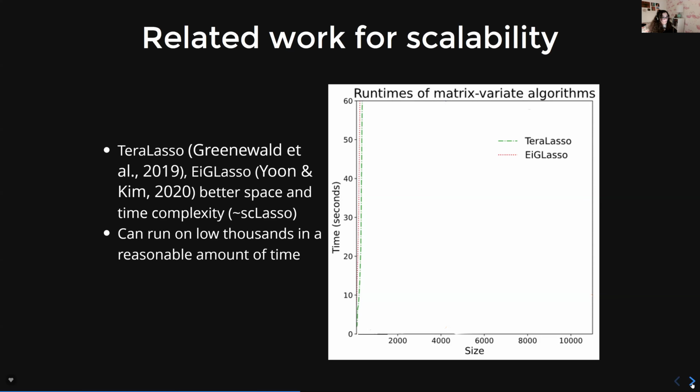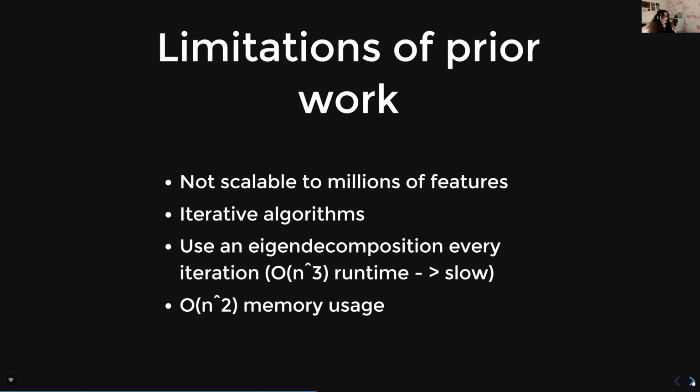Now, limitations: this doesn't scale to millions of features. Those are iterative algorithms. That means that because every iteration has a matrix decomposition that has an n to the power of 3 runtime, those are slow. And the memory usage is okay. It's what it has to be, because n squared is what is needed to memorize the data.